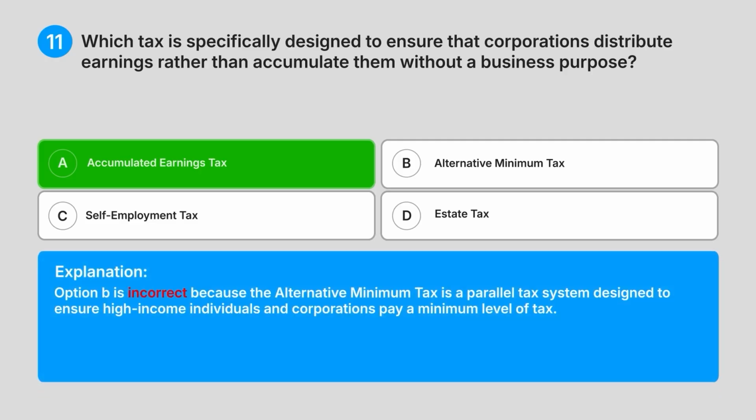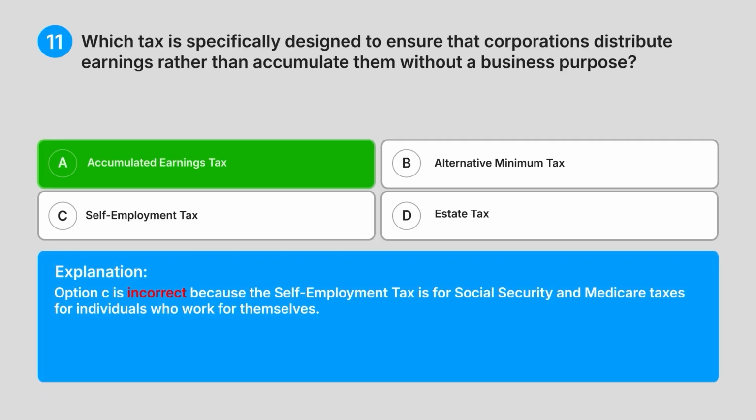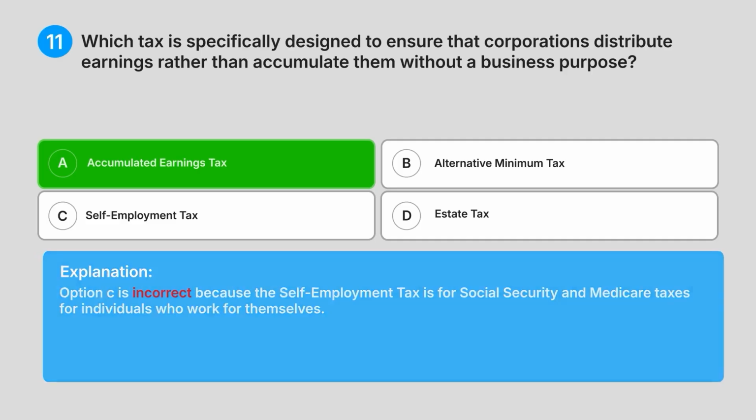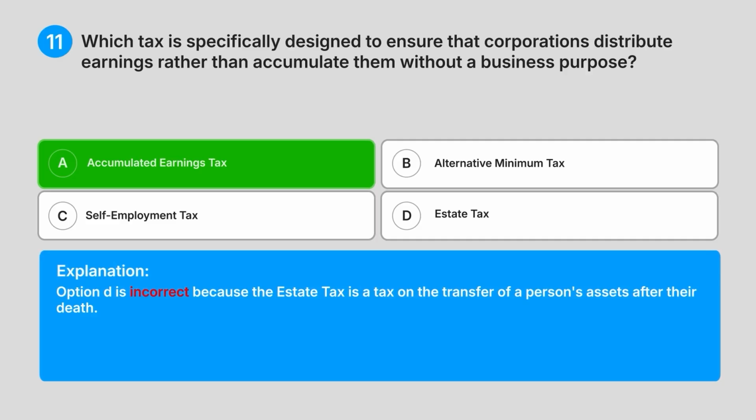Option B is incorrect because the alternative minimum tax is a parallel tax system designed to ensure high-income individuals and corporations pay a minimum level of tax. Option C is incorrect because the self-employment tax is for Social Security and Medicare taxes for individuals who work for themselves. Option D is incorrect because the estate tax is a tax on the transfer of a person's assets after their death.